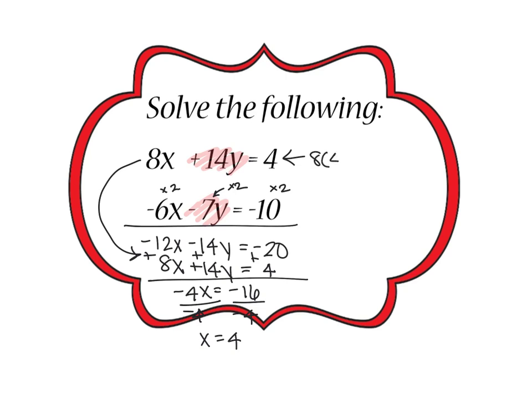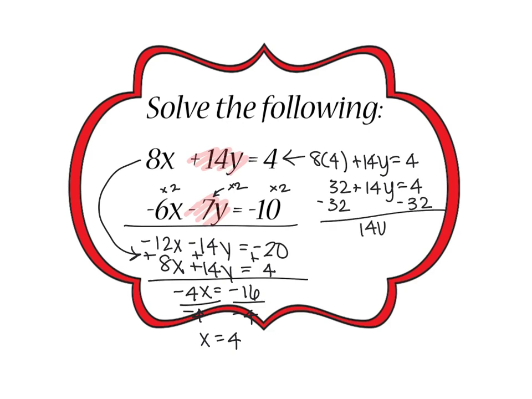When I plug that back in, I get 32 plus 14y equals 4. I subtract 32 from both sides. 14y equals negative 28. And when I divide, y equals negative 2.